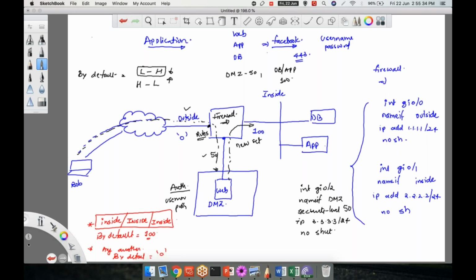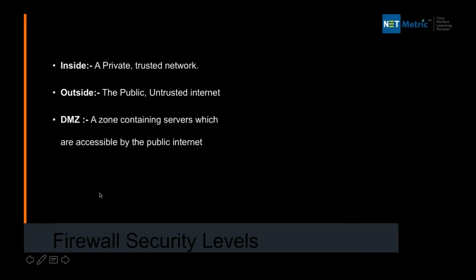Now when I'm talking about the security level, this is important to understand. I'm talking with respect to only Cisco devices. It's not the case with Palo Alto. There things work differently. There things work on the basis of zones. So, going back to my slide, a zone containing the web servers, and web servers are what? Those which are accessible by the public internet.